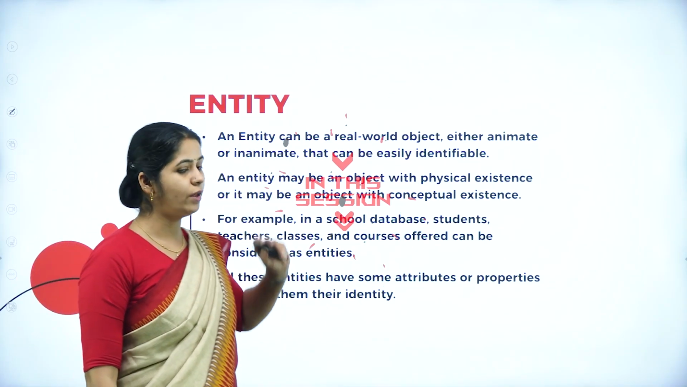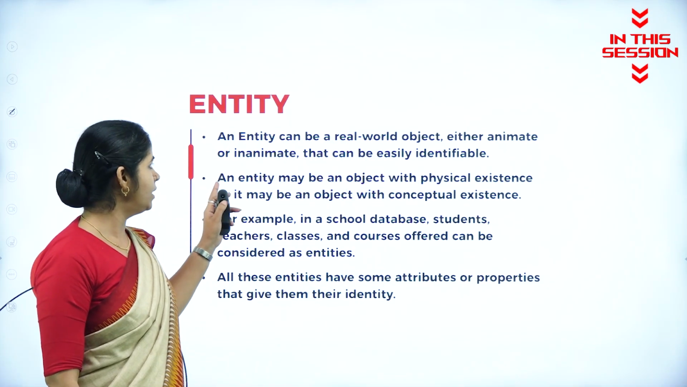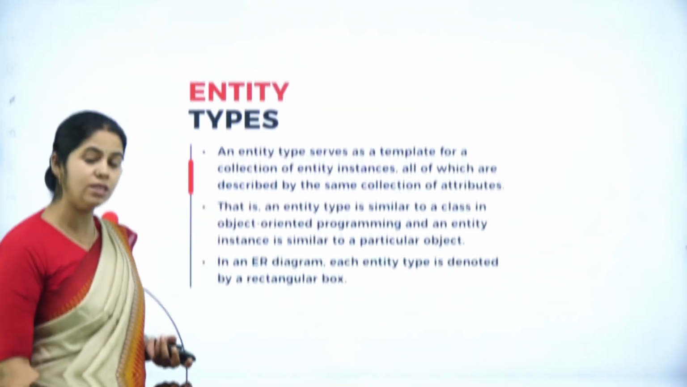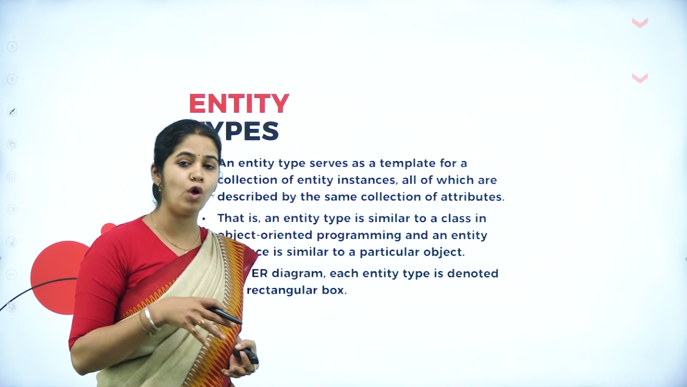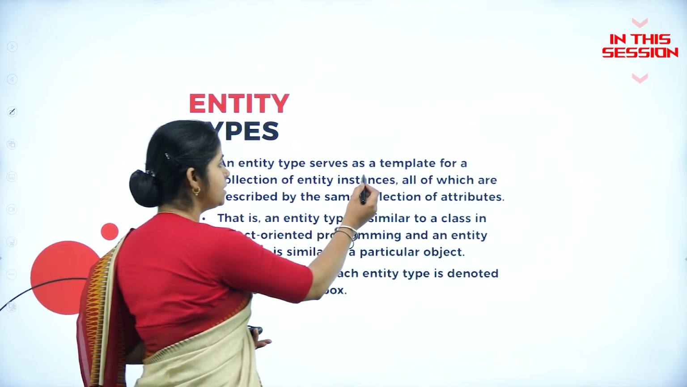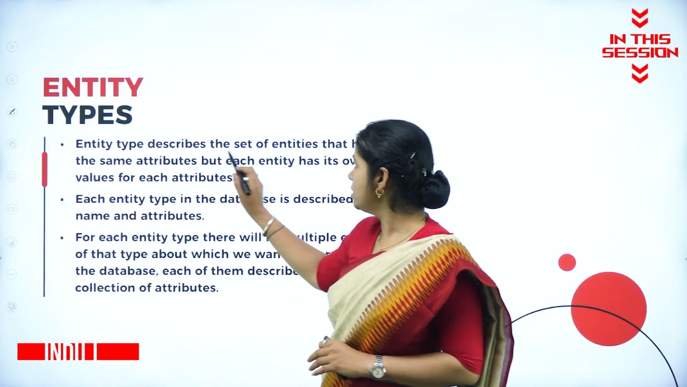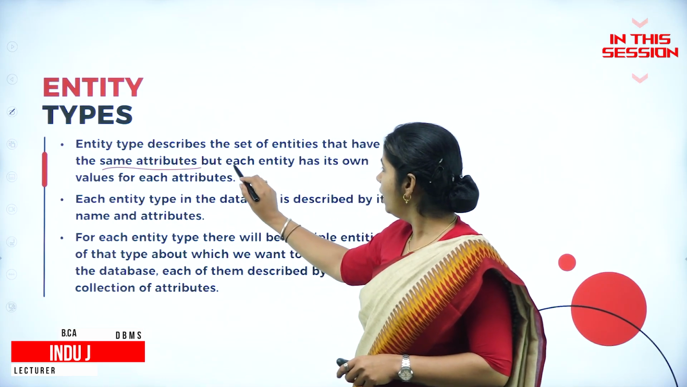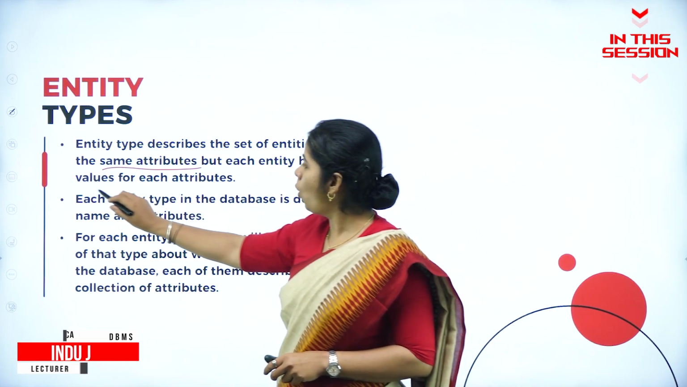A real world object, either animated or non-animated, that can be easily identified. Instance is nothing but, at a particular time, what data we are putting; that is called an entity instance. It serves as a template. Entity type describes the set of entities that have the same attribute, but each entity has its own value.